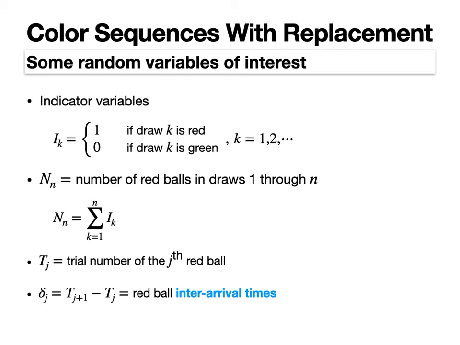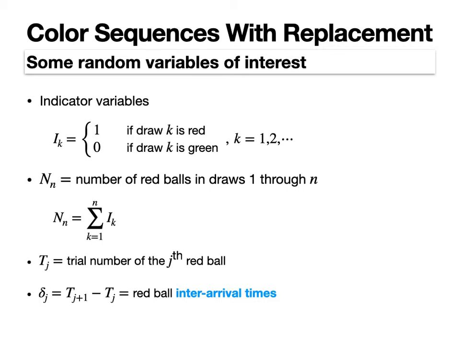But you could also think of a host of other random variables. The trial number of when the jth red ball is drawn. For instance, when would the 5th red ball be drawn? Does that occur on trial 5, or maybe 6, or 12? And you could ask that for what's the trial number of the 100th red ball drawn? That's called T sub j. T sub j is the trial number of the jth red ball that appears.